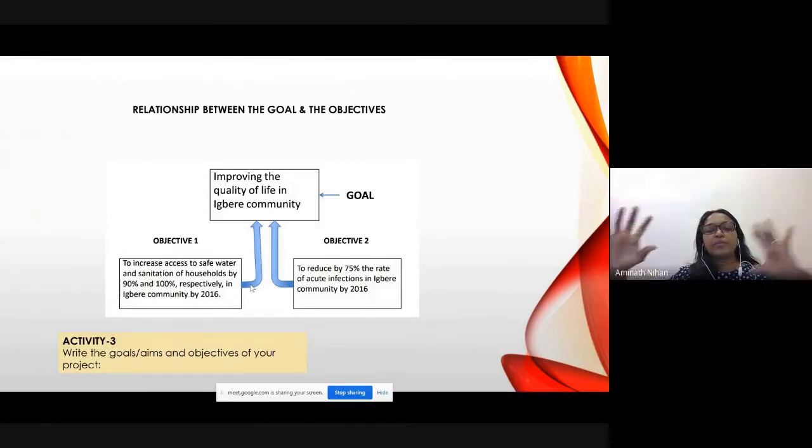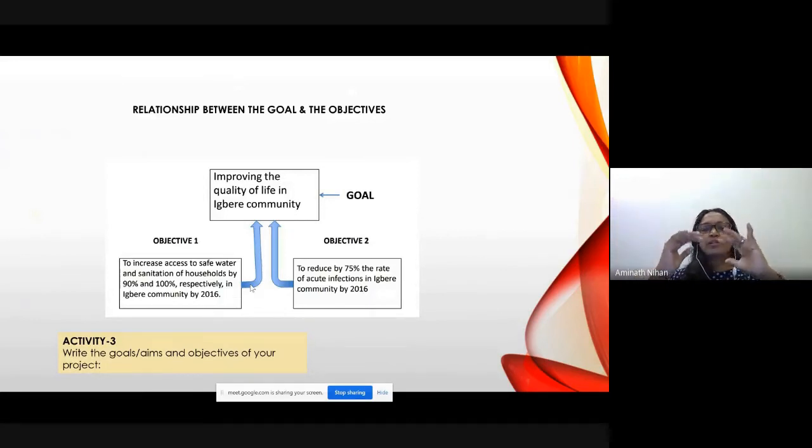From that, two objectives have been taken. First one, to increase access to safe drinking water and sanitation. Smart objective is there. Second one, to reduce by 75% the rate of acute infections, right? So here, two objectives have been written under that goal. So remember, you don't need to write many objectives, but have a goal that aligns with the vision in your strategic plan of your organization.